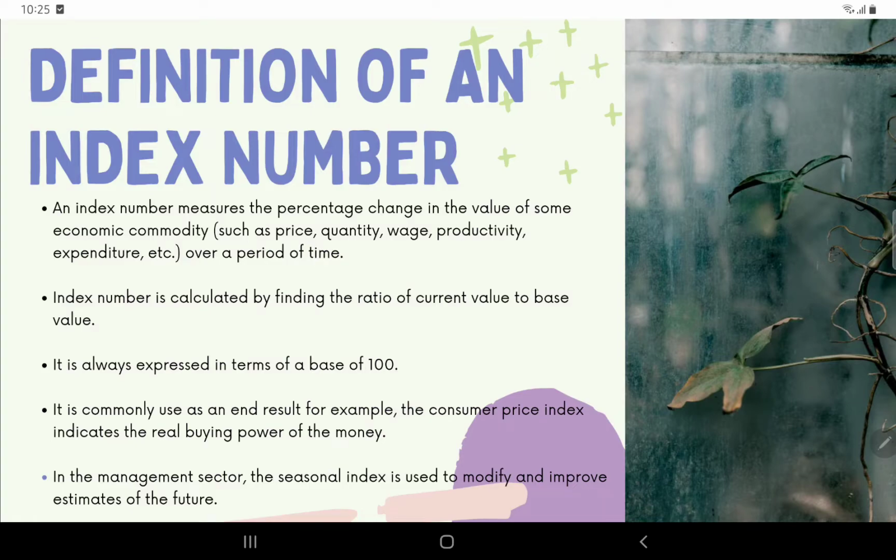Okay, now we take a look at the definition of an index number. Okay, the index number is calculated by finding the ratio of current value to base value. It is always expressed in terms of a base of 100. Okay, it is commonly used as an end result. For example, the consumer price index indicates the real buying power of the money. Okay, in the management sector, the seasonal index is used to modify and improve the estimate of the future.